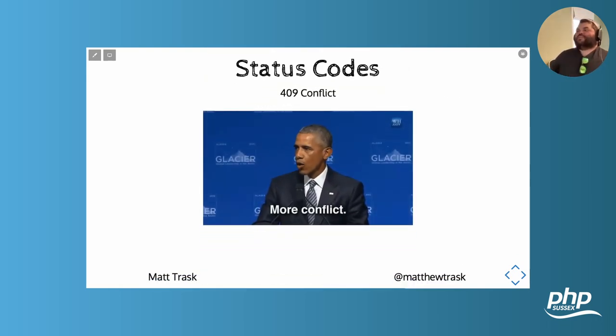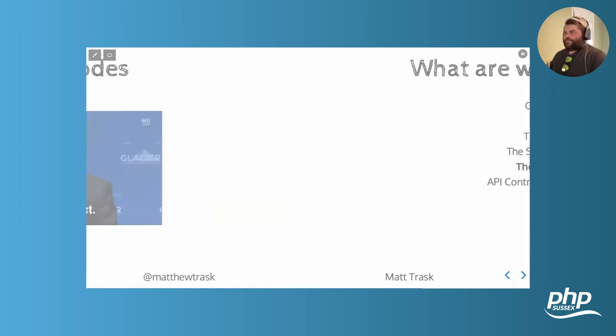409, conflict. You're going to see this one with post and put requests a lot, where you're updating or creating data. Let's say someone else and I are making the exact same request to an API to create a resource, and we have some sort of code in our logic to make sure the requests aren't doing the exact same thing. If we find out that they are, we might say, hey, 409, here's a conflict. We cannot create your new resource at this time.